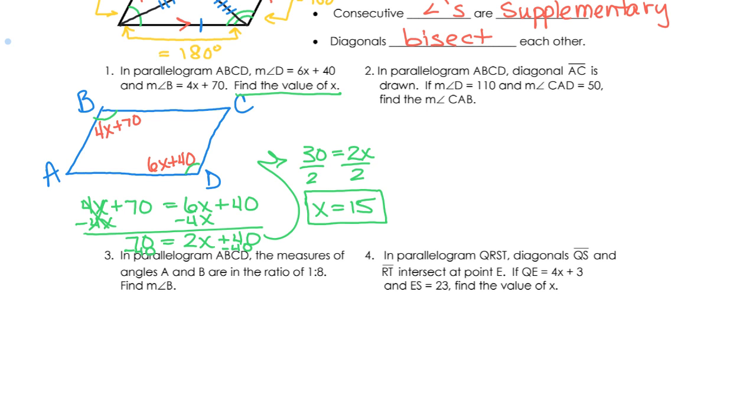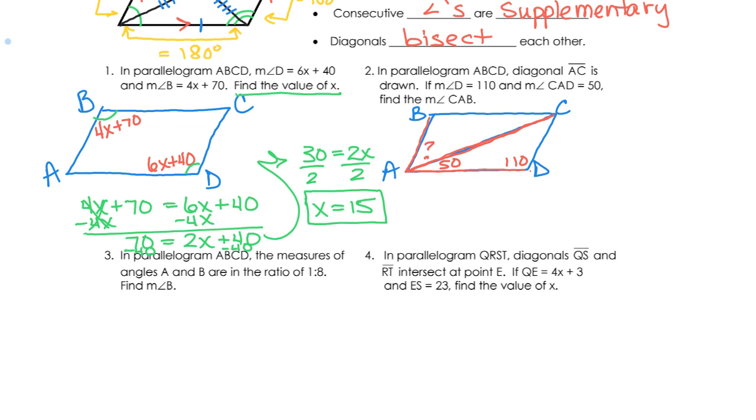In number 2, we again have a parallelogram called ABCD. And they tell us the diagonal AC is drawn. And they tell us that the measure of angle D is 110, and that the measure of angle CAD, this angle here, is 50. And they want us to find the measure of angle CAB. They want to know this one.